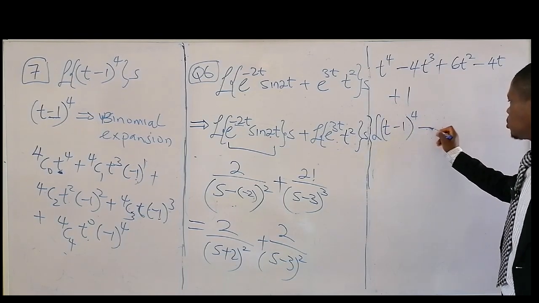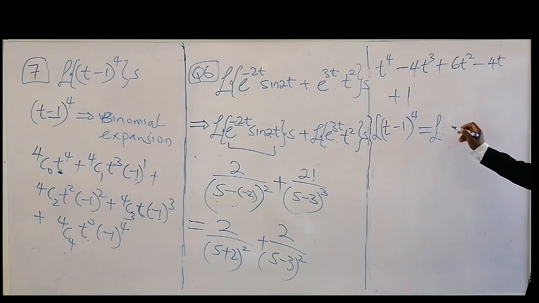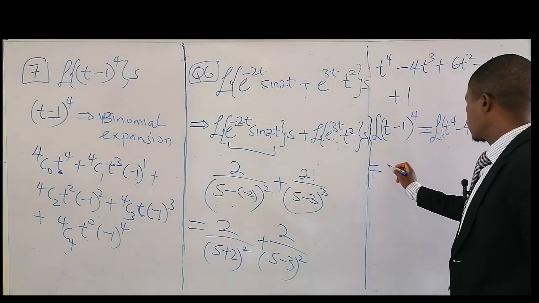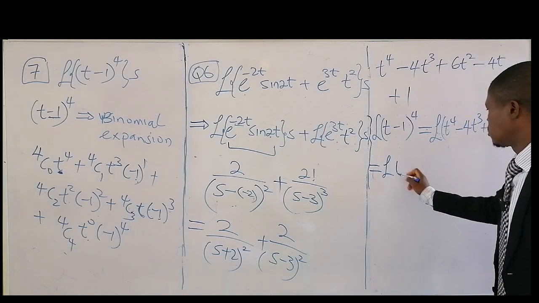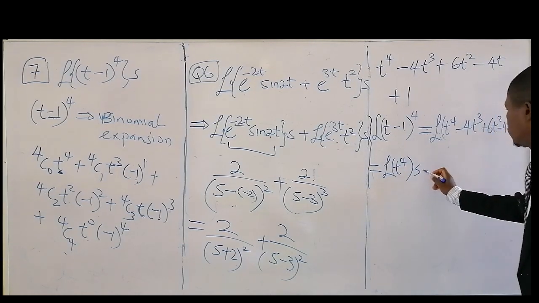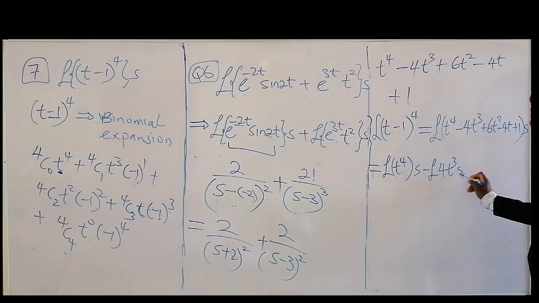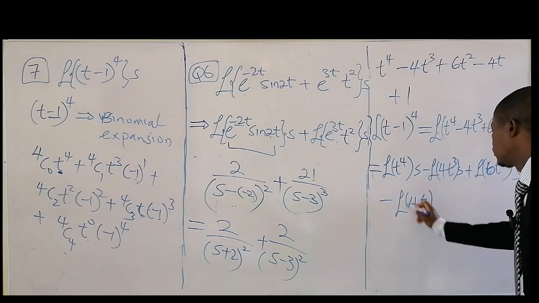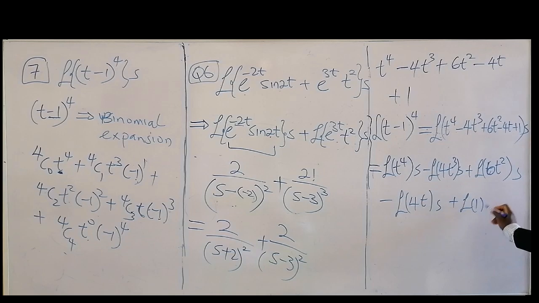The Laplace of this will be equal to the Laplace of t to the 4 minus 4t cubed plus 6t squared minus 4t plus 1. So this will be equal to the Laplace of this minus the Laplace of this plus the Laplace of this, then minus the Laplace of this, then plus the Laplace of 1.